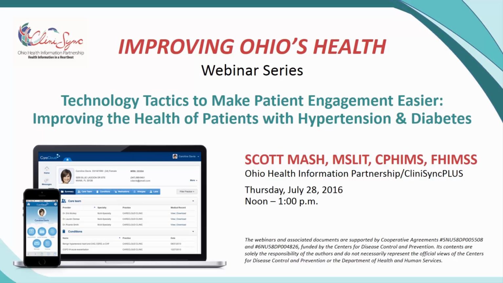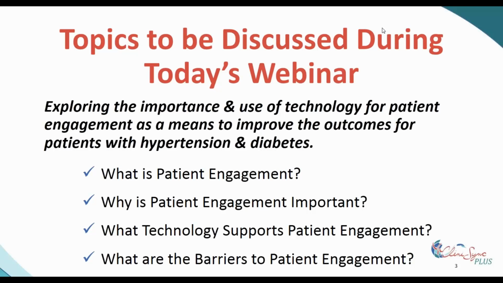So let's get started. The topics we're going to be discussing today: we're going to look at the importance and use of technology for your patient engagement program and how you can use it to improve outcomes, especially for your patients with hypertension and diabetes. First, we're going to define what patient engagement is. We're going to talk about why that is important. We're going to look at some of the different technologies that you can use to support your patient engagement program. And then we're going to touch briefly on some of the barriers.